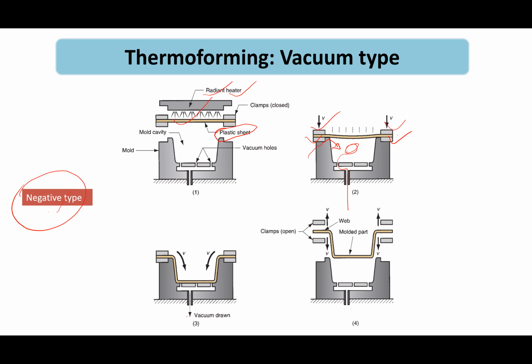When you use the vacuum pressure, the material sticks to the surface, and once the material is cooled, you can take it out. That is the simple process for vacuum type. And this is the negative type.